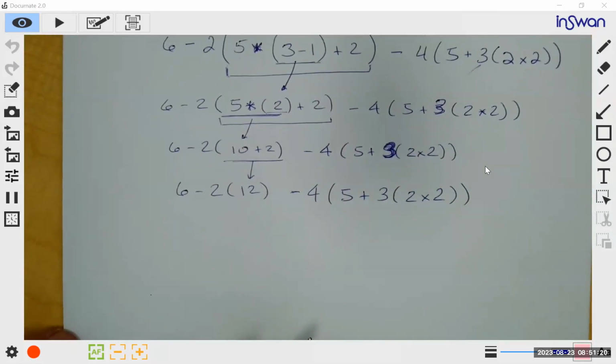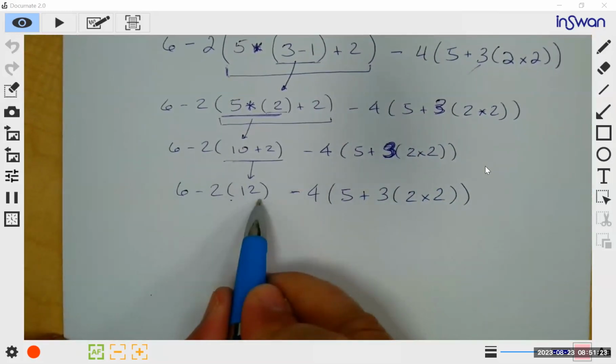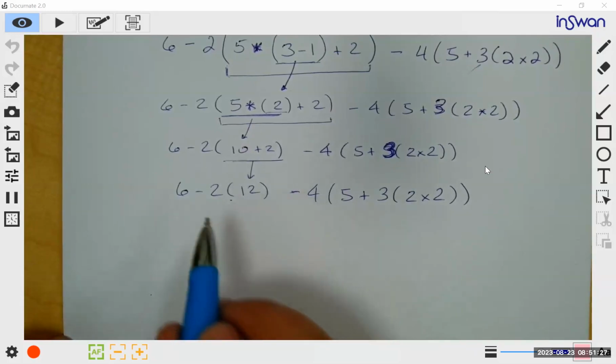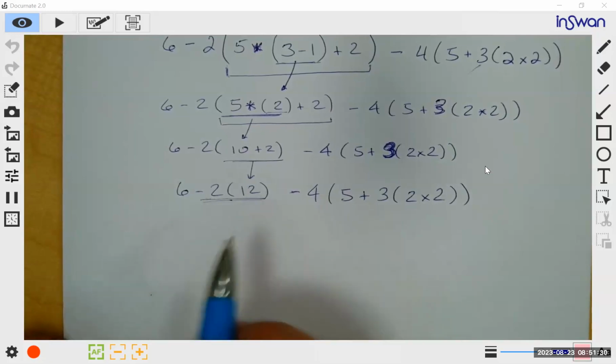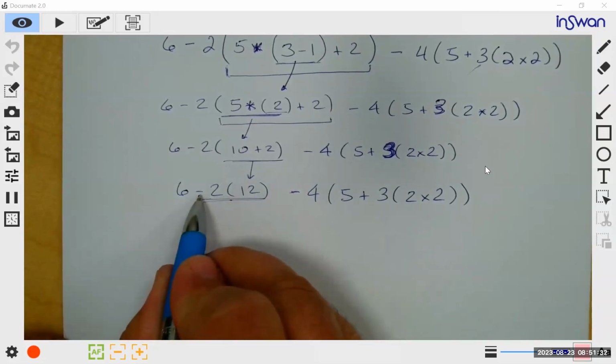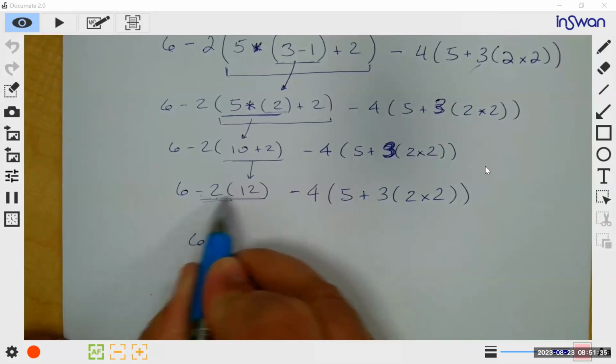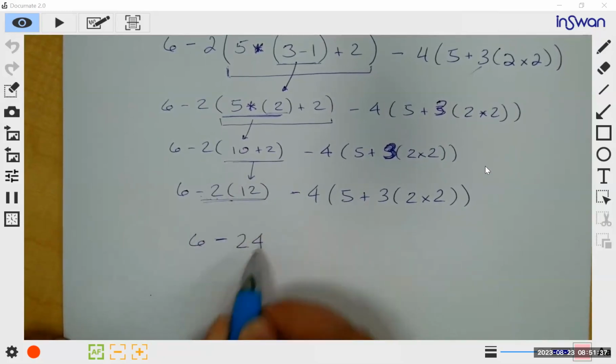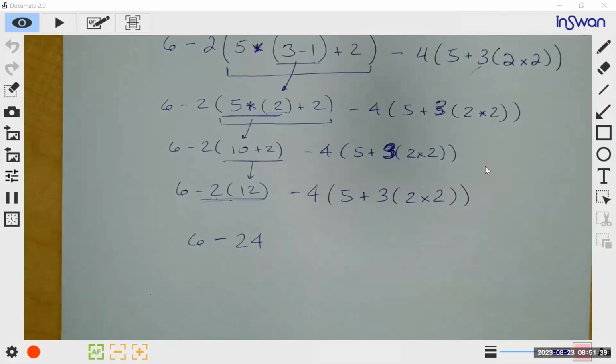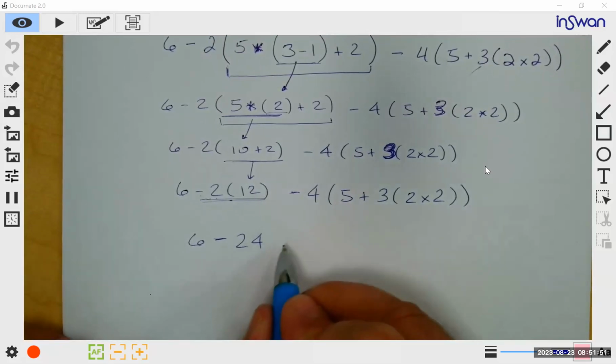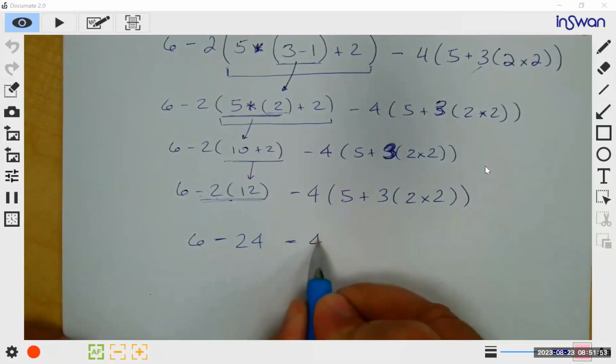Now what do we do? Left to right. Can't do anything here, so what do we do? Yeah, so we have negative times positive is negative. 2 times 12, 24. Get used to doing that. I do it all the time. Whenever I'm multiplying or dividing or adding, subtracting, I always look at the signs separately from the numbers.